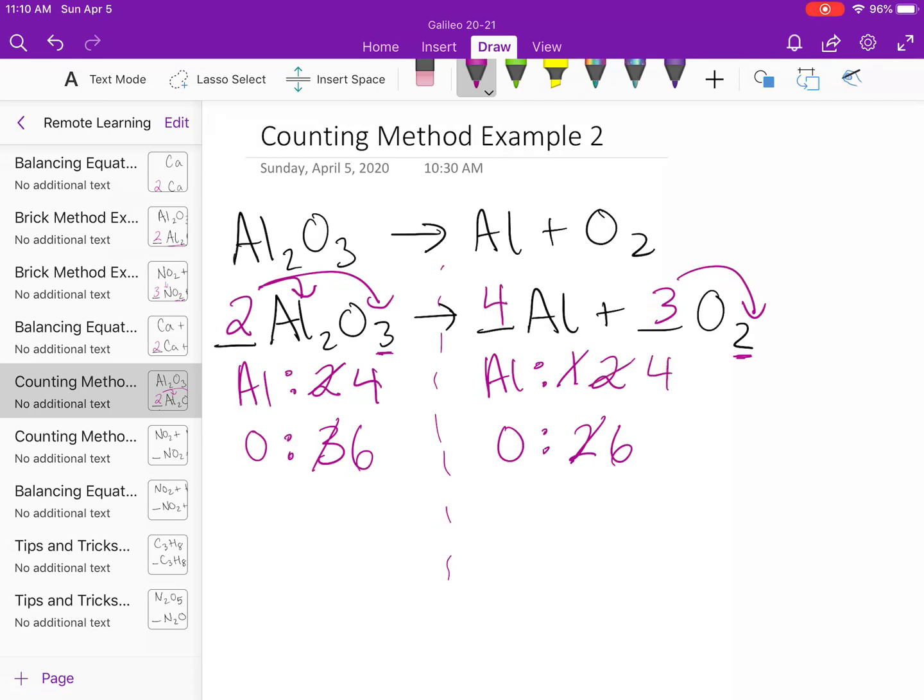Now it's perfectly balanced. So the final answer is 2 Al2O3 becomes 4 Al plus 3O2. Looks like 30, but it's 3O2. Okay, let's do the last example.